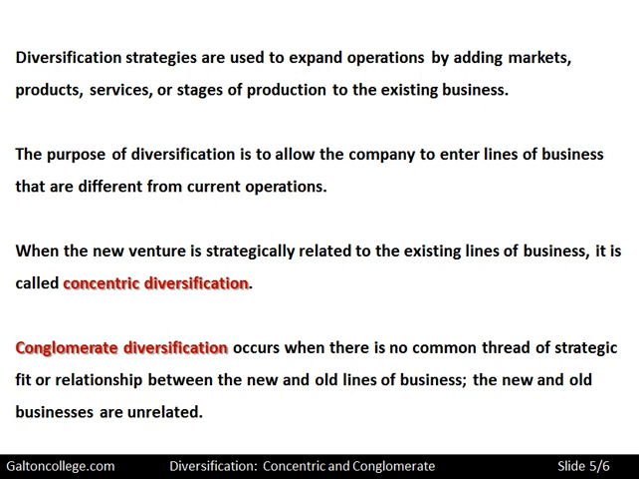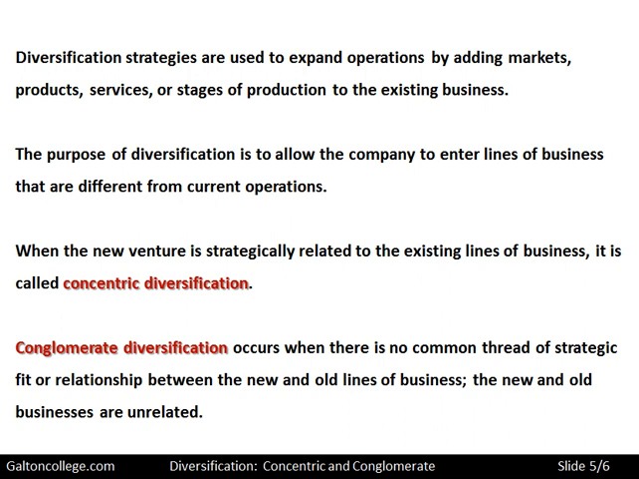These are not necessarily related. Cars and washing machines are different products. It's a conglomerate diversification. It's expanding the business, and there may be some elements of the business that overlap, but there's not a great deal of strategic fit between the two. They're making different products. It's a conglomerate diversification.